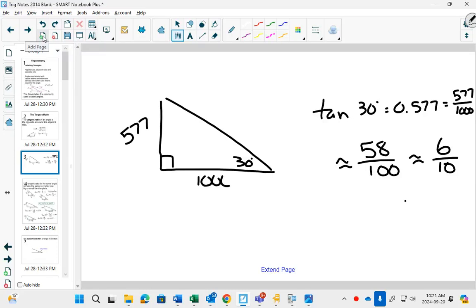So if I wanted to draw this accurately, I could choose 577 out of 1,000. Or I could do 5.77 over 10. Any of those measurements. And if we actually took a ruler and drew a right angle and measured exactly 5.77 and then 10. And then we took out a protractor and said, I'm going to measure that angle. We get right on 30 degrees. It's crazy.